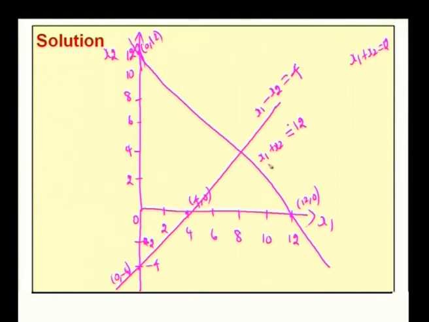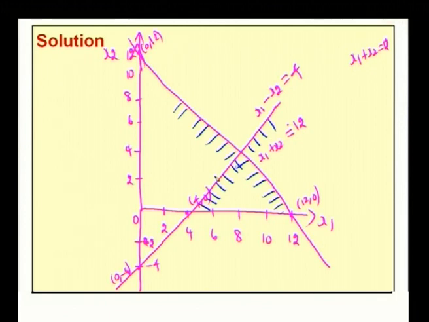Now, the first constraint is x1 plus x2 less than or equal to 12. Therefore, the corresponding area for x1 plus x2 less than or equal to 12 is towards the origin. That means below this line, below the curve x1 plus x2 equal to 12. Since both x1 and x2 are greater than or equal to 0, our concern is only in the first quadrant. Now, consider the second constraint. Second constraint is x1 minus x2 greater than or equal to 4. So, the corresponding area is away from the origin. Therefore, the corresponding area for x1 minus x2 greater than or equal to 4 is this area.